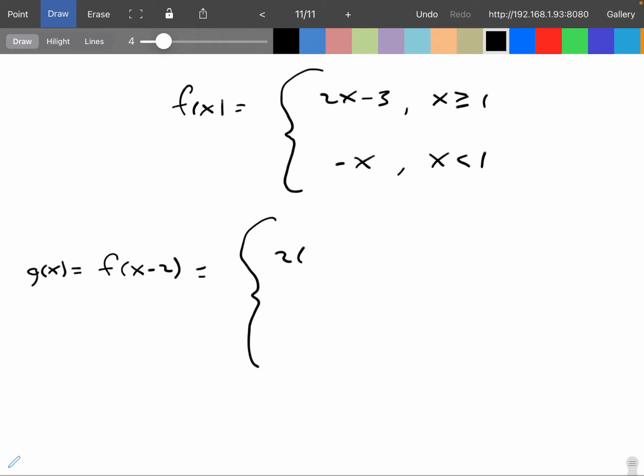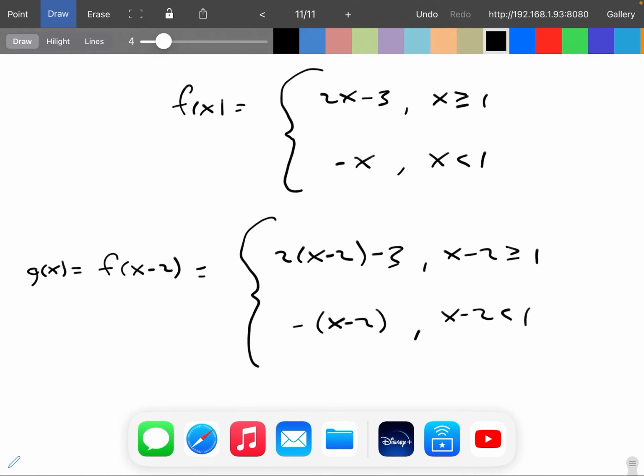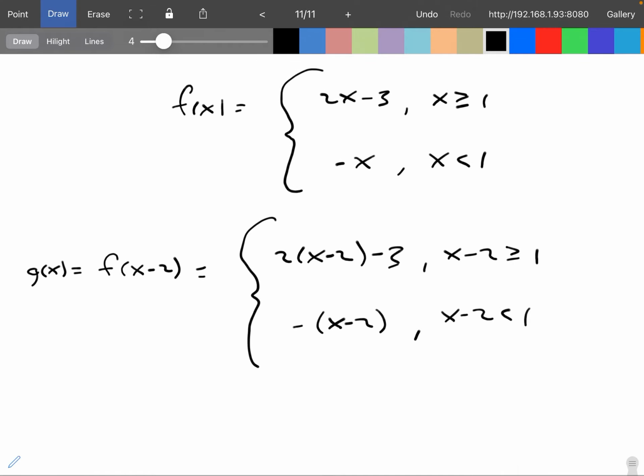Okay, so here we go. So this is going to look like this now. This is going to be equal to 2 times x minus 2 minus 3. And then we're also going to plug it into the domain, so it's going to say x minus 2 is greater than or equal to 1. And then we're going to replace the x in the bottom piece with the quantity x minus 2. And that's going to be where x minus 2 is less than 1. Is everybody okay? Does everybody see what I did? I just replaced all the x's with the quantity x minus 2. And then you just simplify that and you're done.